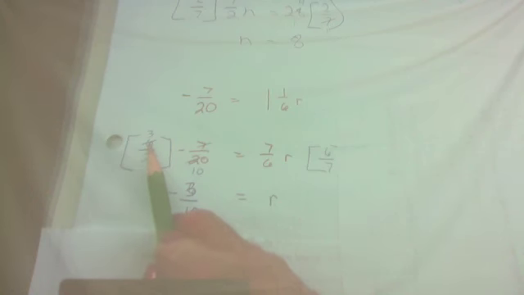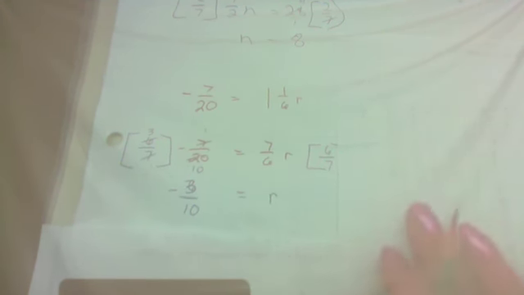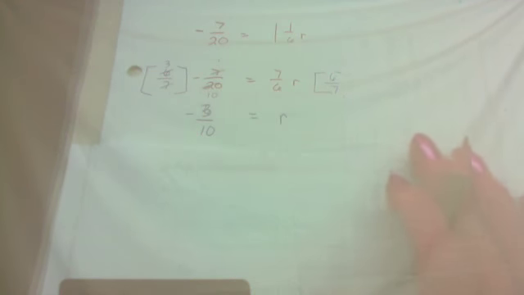And then when I do the math over here, I can take a 2 out of the 6 and a 2 out of the 20. The 7's simplify to be 1's, and so I have 3 times 1 is 3, 1 times 10 is 10, and I see that my sign is a negative. Don't forget to put the proper sign. So it's negative 3/10 is equal to r.